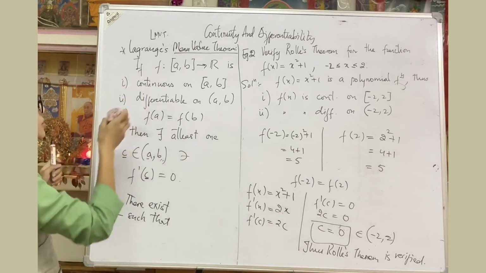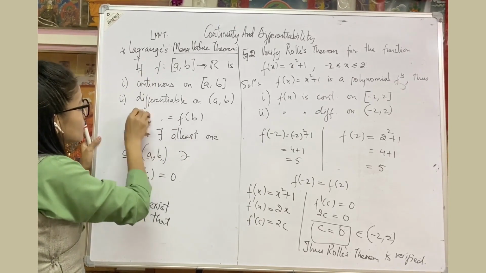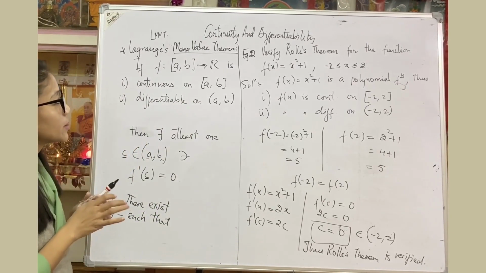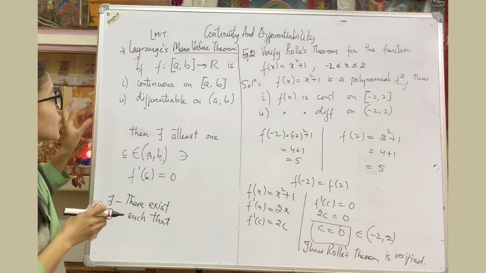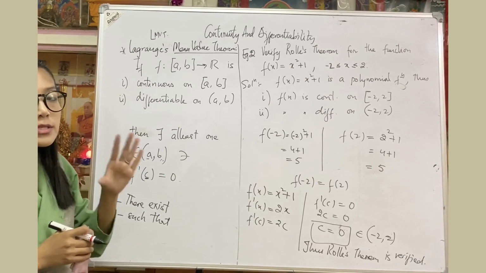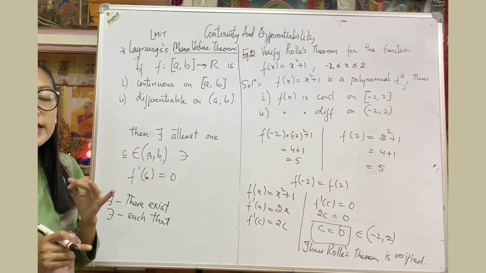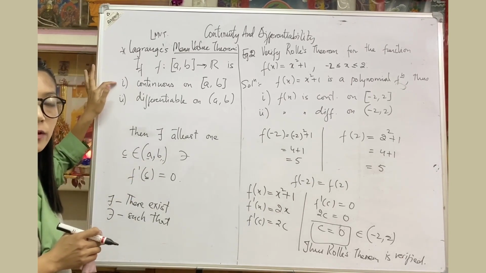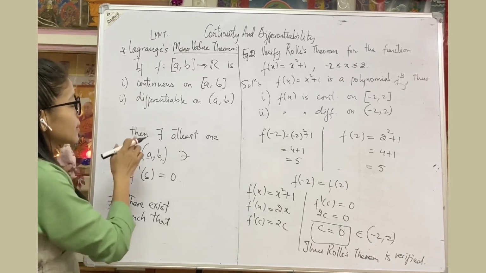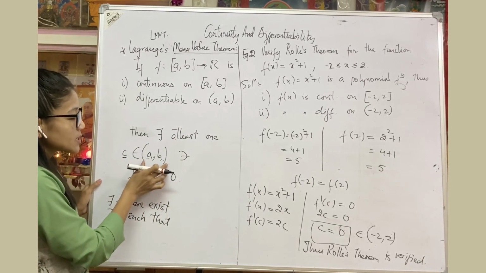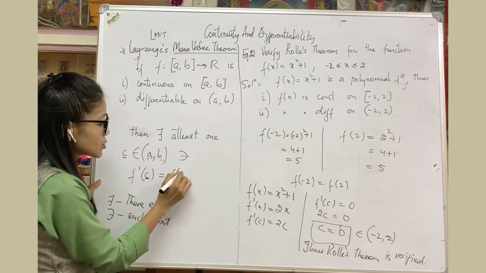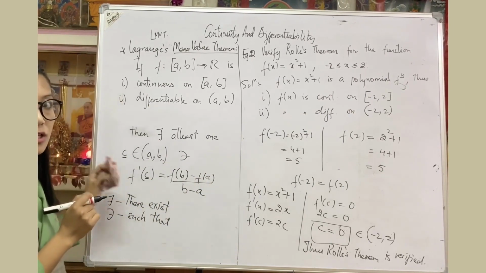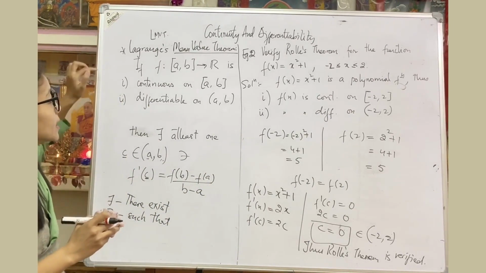The statement of Lagrange's mean value theorem is quite the same. I'm going to remove the third condition. To check the mean value theorem, a function should satisfy only these two conditions. In Rolle's theorem, a function has to satisfy three conditions, but in the mean value theorem, a function needs to satisfy only these two. If it does, then there exists at least one c in the open interval ab such that f dash of c is equal to f of b minus f of a, divided by b minus a. This is the statement of the mean value theorem.